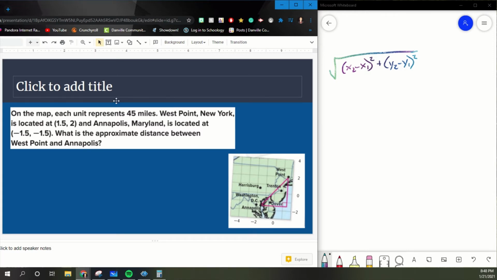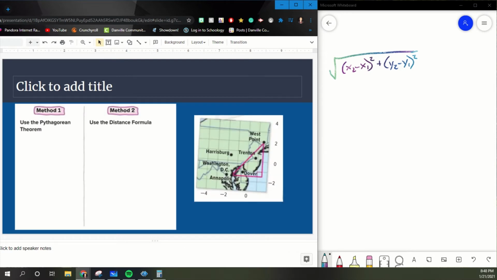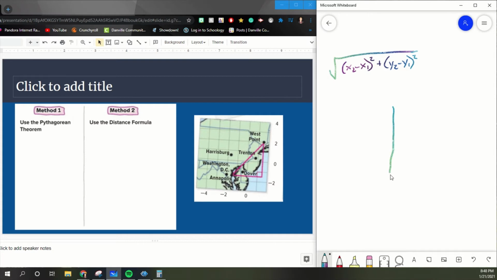First, it says West Point, New York is located at (1.5, 2). Annapolis, Maryland is located at (-1.5, -1.5). What is the approximate distance between West Point and Annapolis? So there's actually 2 different ways we can do this. We can use the Pythagorean theorem with this triangle that's formed right here, and we can use the distance formula as well. So let's solve using those 2 methods. So go ahead and pause the video, use the method that you like, and I'll talk about both the methods here in a second.